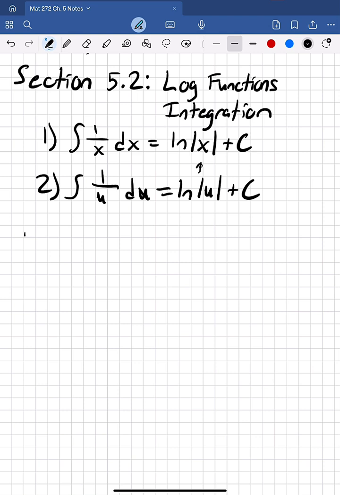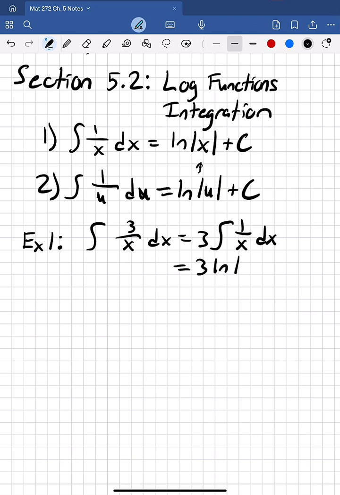Let's say we want to find the indefinite integral of 3 over x dx. Well, then I can pull that 3 out front and say that's 1 over x dx. As we've already mentioned, the natural log is the integral of 1 over x, so we have 3 times the natural log of x plus c.